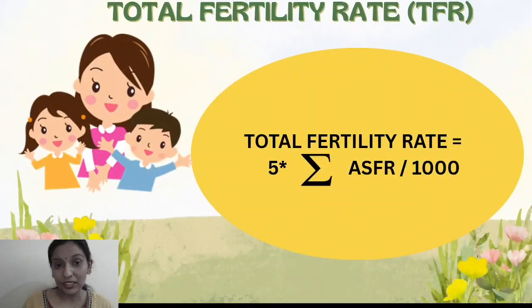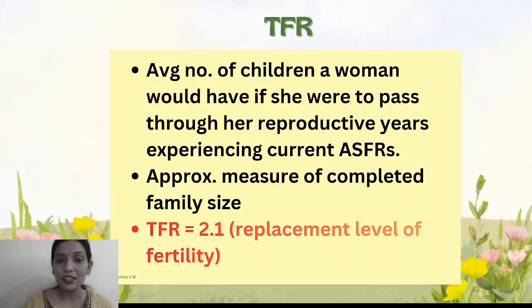Now coming to the most important indicator, that is TFR or total fertility rate. So total fertility rate, in simple words, is the average number of children a woman would have in her lifetime. TFR is measured by getting the average of all the different age specific fertility rates. That average gives the value of TFR. So the definition is the average number of children a woman would have in her lifetime if she were to experience the current age specific fertility rates of our country, and it is the approximate measure of the completed family size. Another important MCQ: TFR equal to 2.1, that is what you call as the replacement level of fertility.